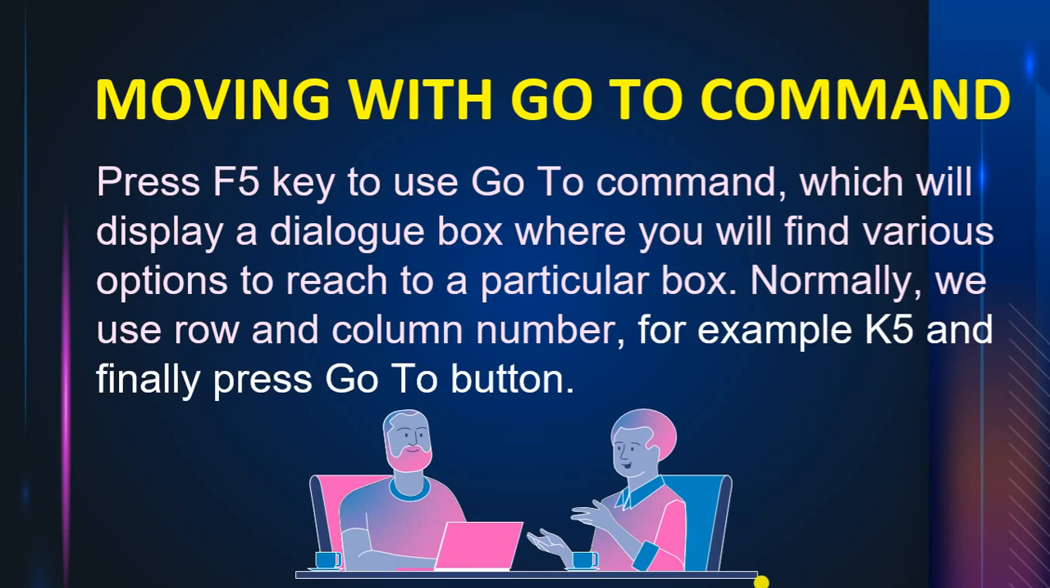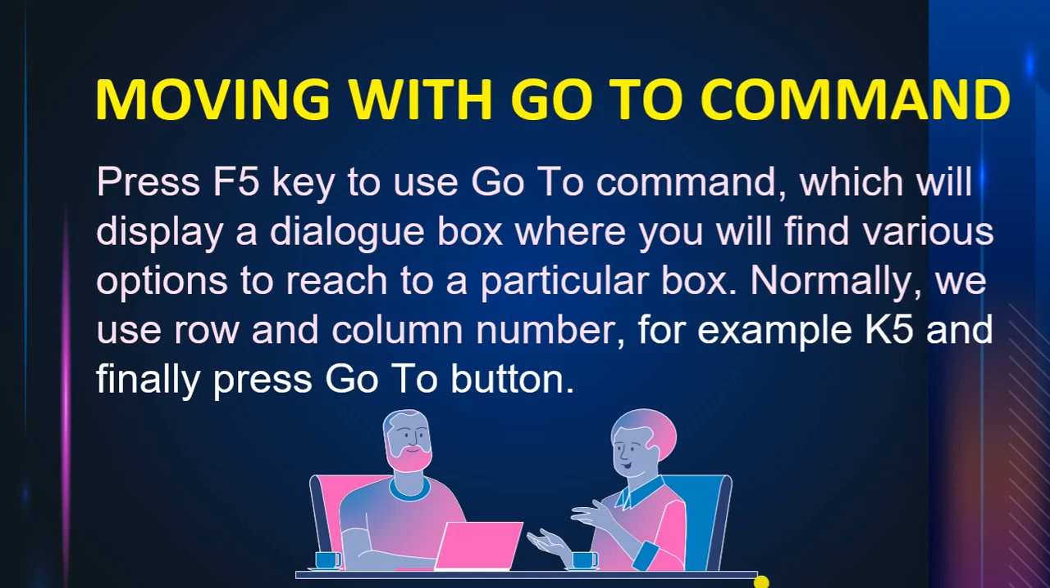Now we can even move our insertion point with the help of the Go To command. You have to press the F5 key and a Go To dialog box will appear. You have to find the various options to reach a particular box. Normally we use row and column number, for example K5. You have to just write K5 there and finally press the Go To button. It will place your insertion point in the K column, 5th row.